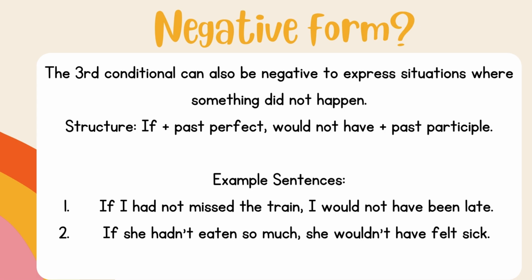Is there a negative form for the third conditional? Yes, there is. The third conditional can also be negative in order to express situations where something did not happen. So here we're going to use the same structure. The only difference is we are adding would not have before the past participle.